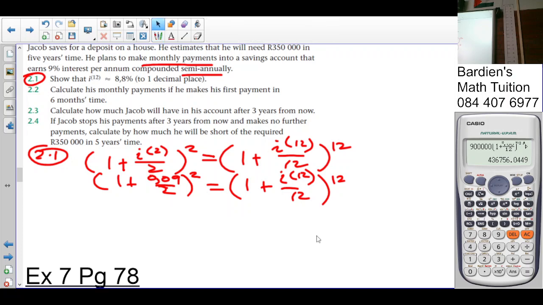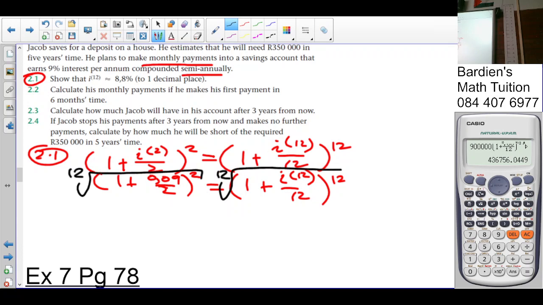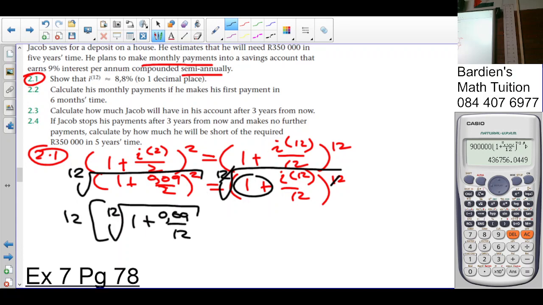So what do we do first? 12th root both sides. With that being gone, I then subtract 1 from that, and then multiply it by 12. So it's 12 into the 12th root of 1 plus 0,09. You don't have to write this out, you could have gone straight into the calculation. That is equal to i to the 12. You're supposed to put the R because that's a rate. The rate, of course, I multiply by 100 to get your R there.